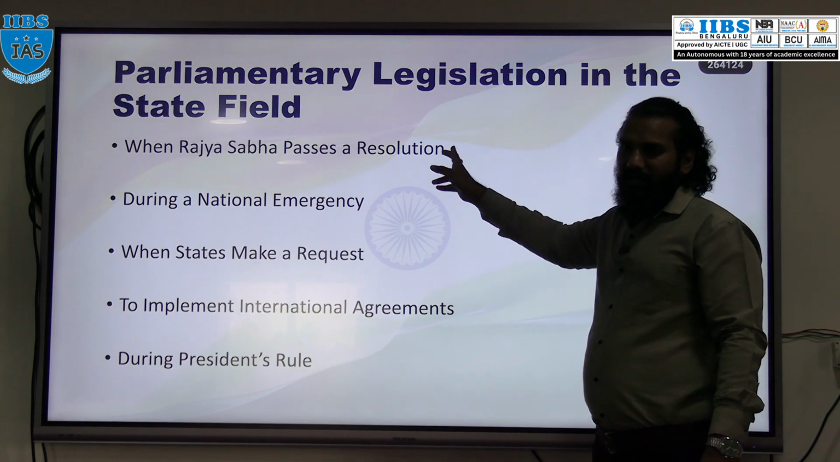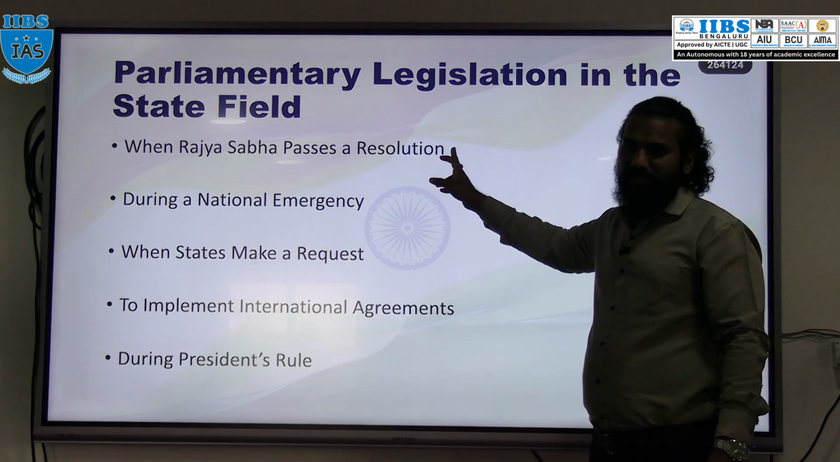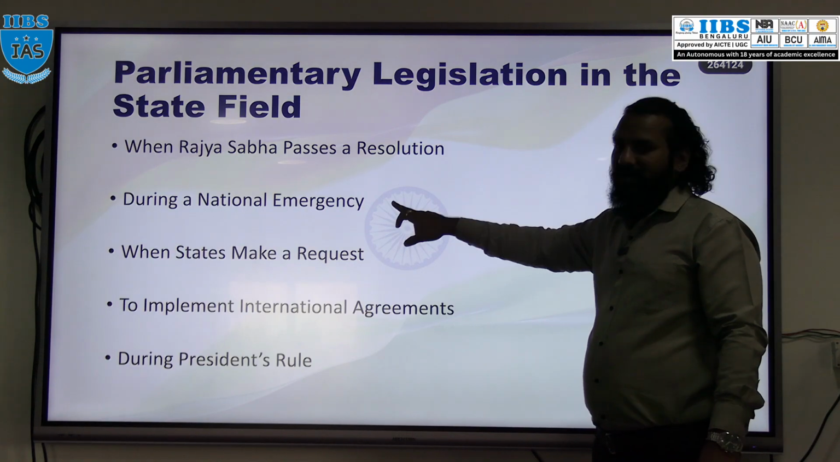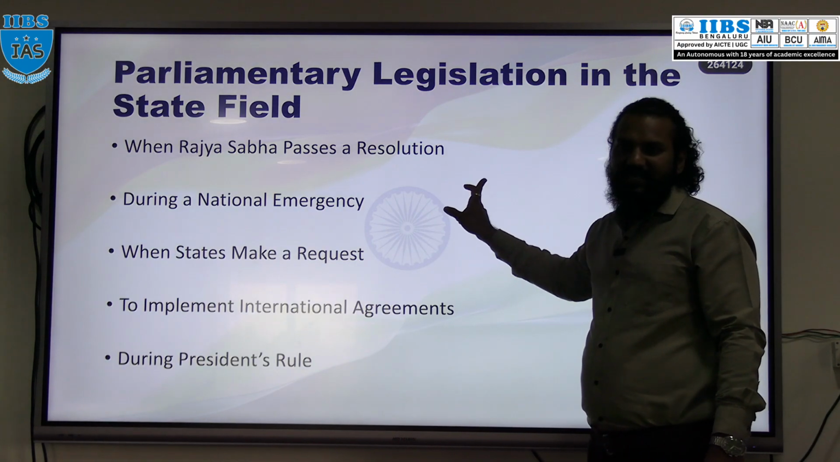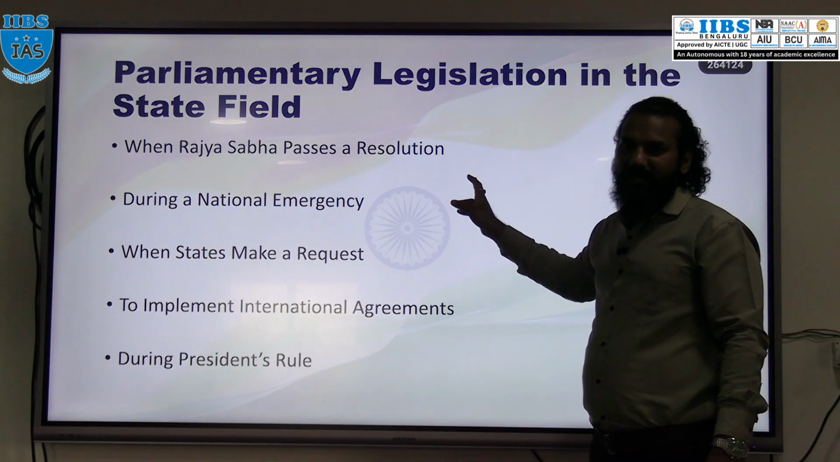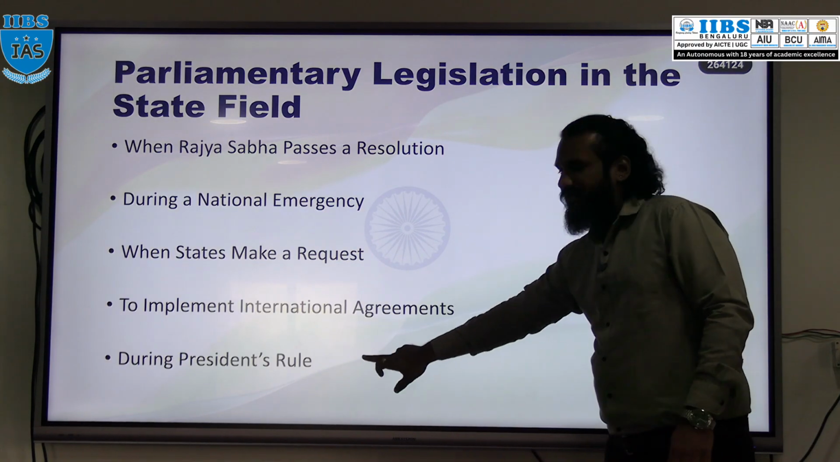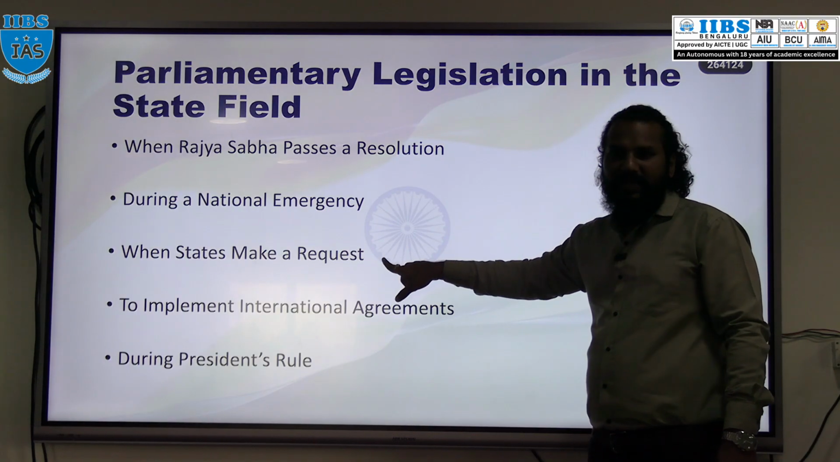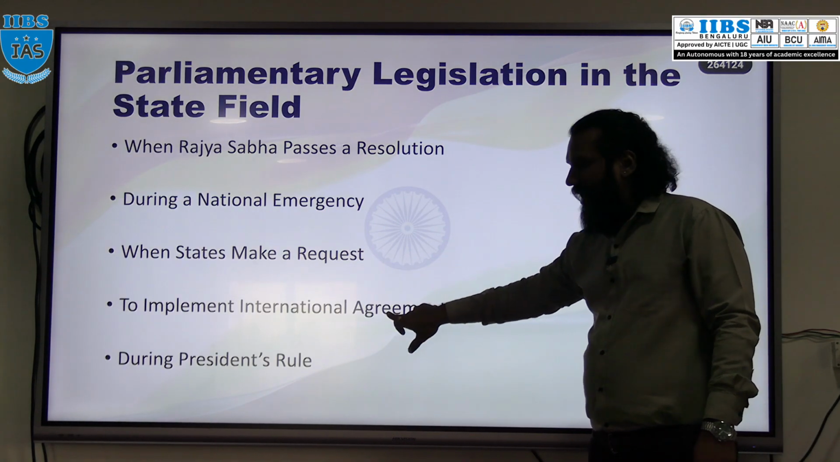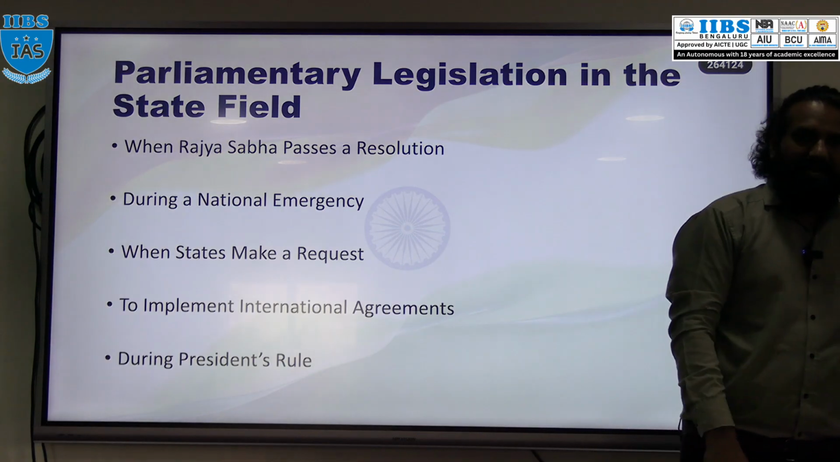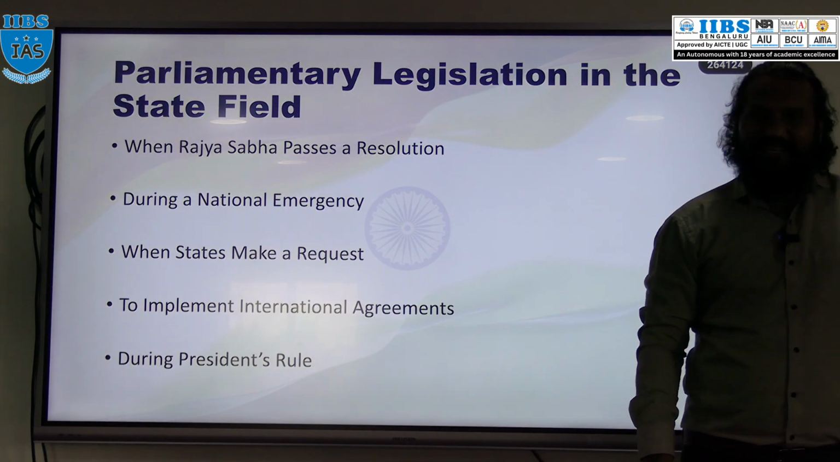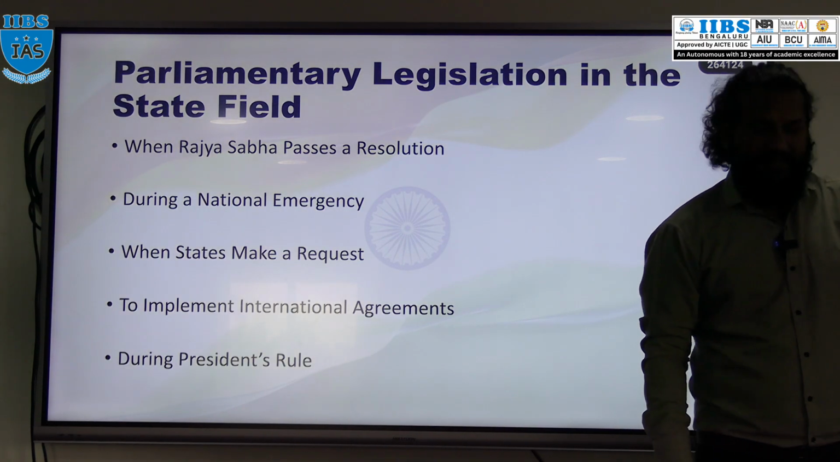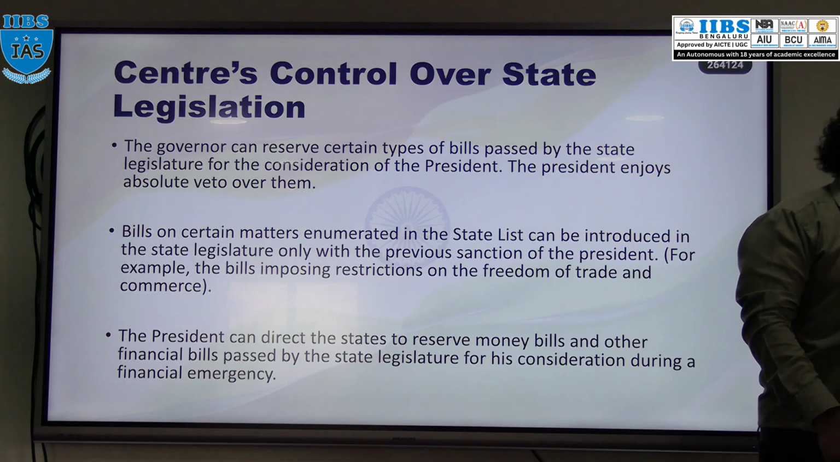What are those? When Rajya Sabha passes a resolution, validity is 1 year. During national emergency, validity is 6 months from the date the emergency ceases to operate. When President's rule, same as national emergency. When states make a request, permanent. And to implement an international agreement, till the tenure of the agreement. Okay, that is the validity.